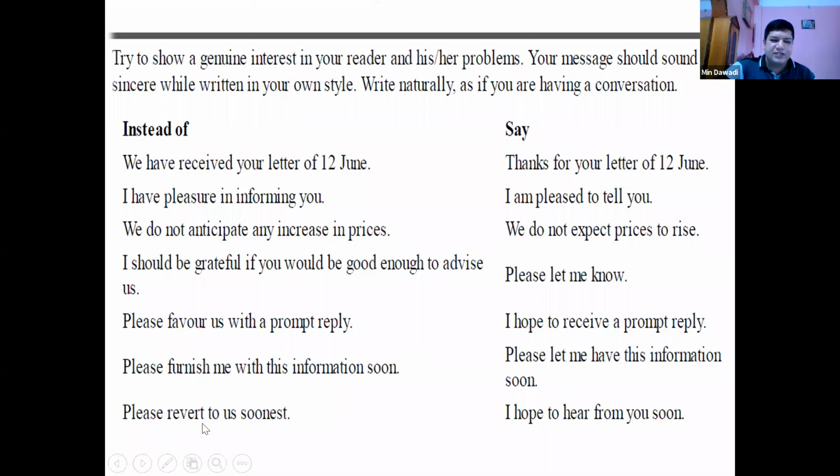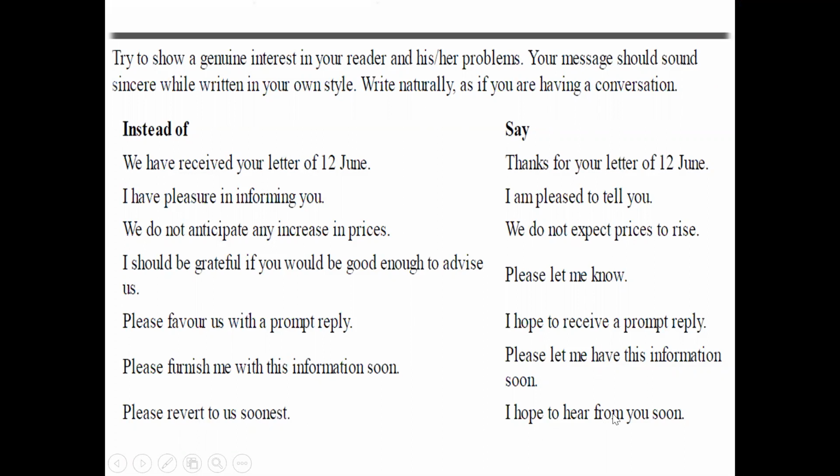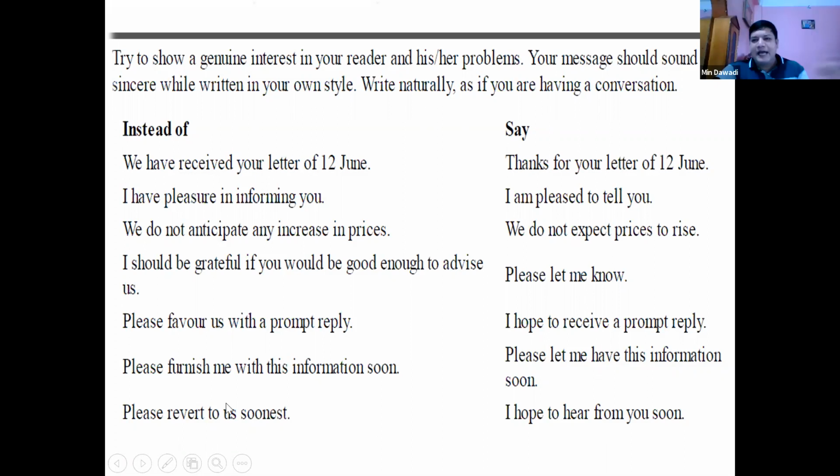Please revert to us soonest. Revert is such a difficult word. Instead of saying revert, meaning reply soon, we can say, I hope to hear from you soon.